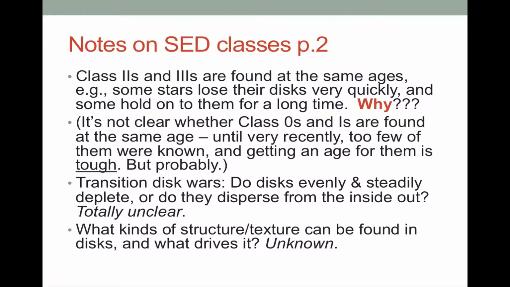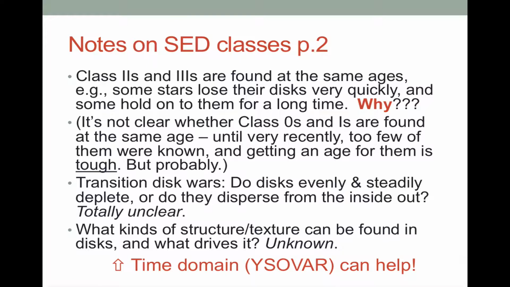It's totally unclear who's right at this point. And it's also unclear what kinds of structure, or you might think of it as texture, can be found in the disks and how that relates to planet formation and what is driving that structure and how that connects to planet formation. It's completely unknown. But looking at the time domain, like YSOVAR does, can help clarify what kinds of structures there are in these disks.